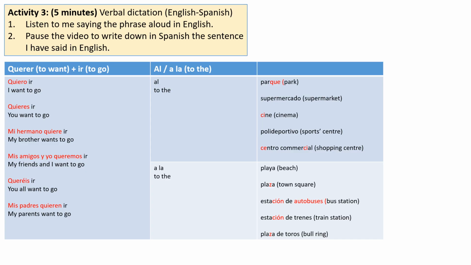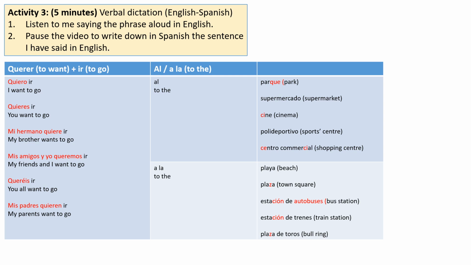Muy bien, Isabel. Let's have another go now. Make it a bit more difficult. I will now say the sentence in English. You will then pause your video and write down the sentence in Spanish. Okay? So I'll say it in English and then you're going to pause your video to write down that same sentence but in Spanish. So let's have a go at the first one.